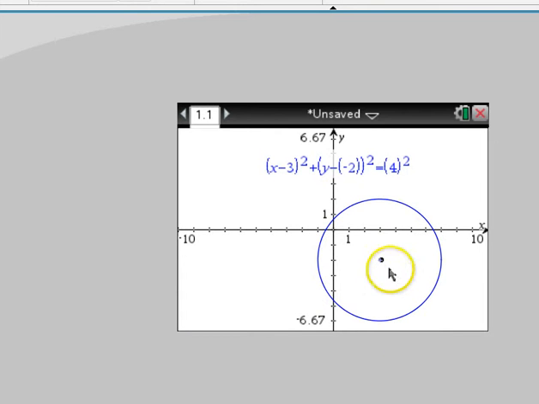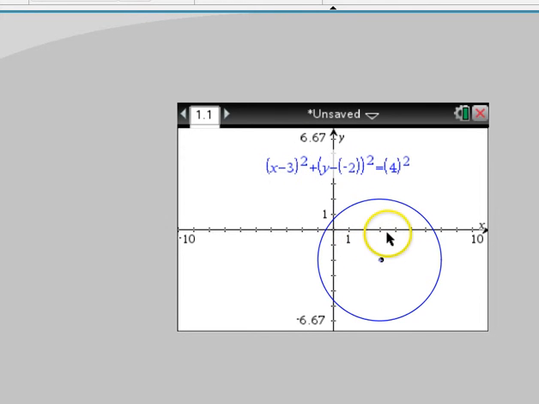And as we can see, here's a circle, and this is the center, and the distance from the center to every point on the circle is always going to be the same distance. And the equation of the circle is going to reflect two important things: the center of the circle and the length of the radius. So here we have the equation of the circle.